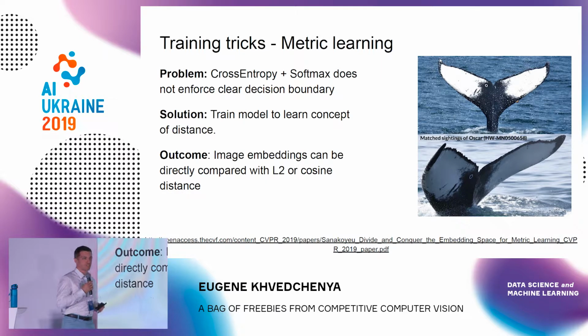So the next trick that I'm going to talk about is metric learning. Metric learning is a technique that enforces the latent space of your model to have the properties of some Euclidean space, or any other space that defines a so-called metric, that allows you to compute how similar or dissimilar images are. Typical problems that can be solved with this are person identification or, like in this example, identification of a whale species by a photo of its tail.